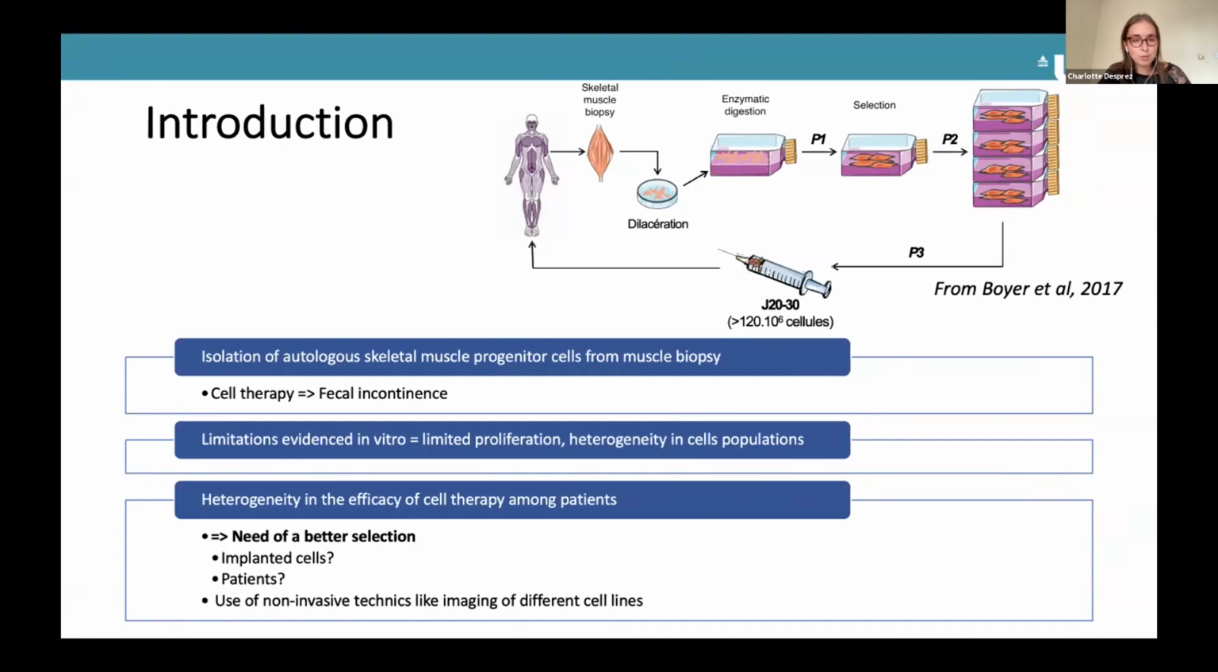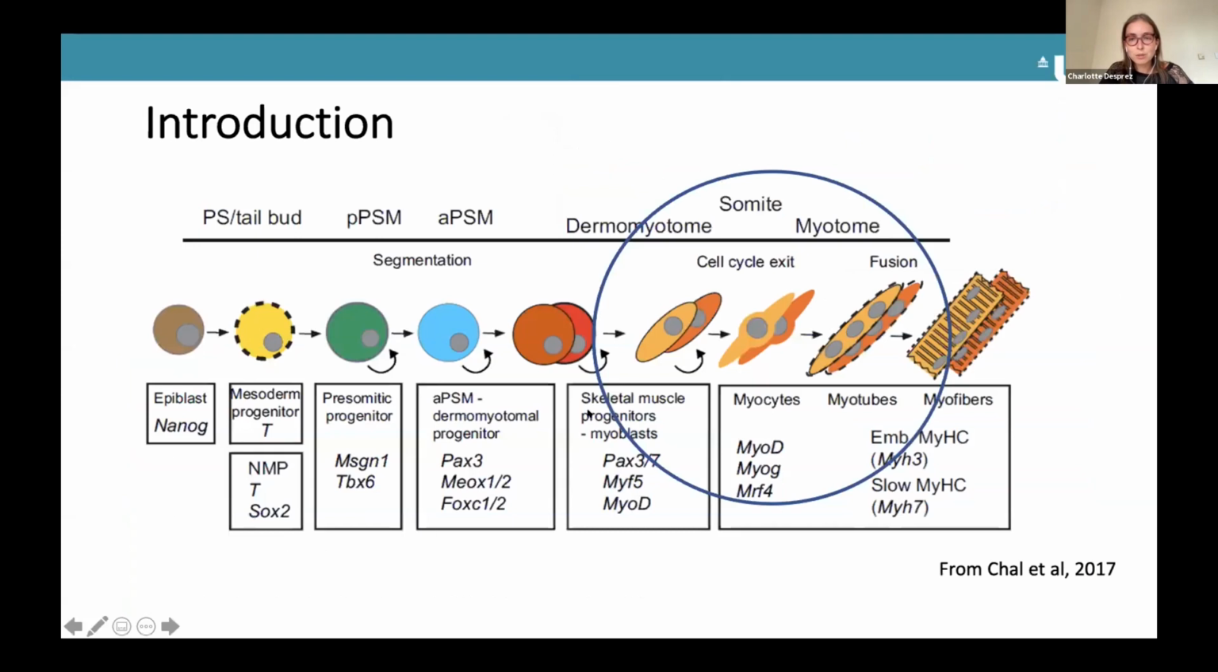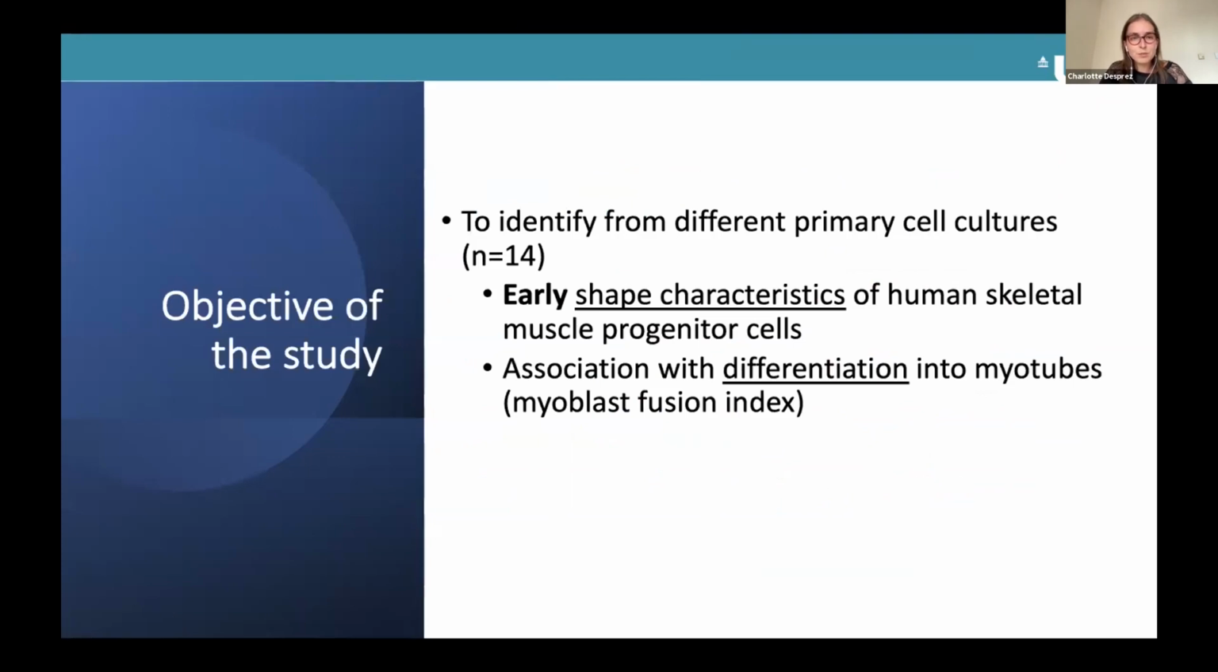For this, we focused on the use of non-invasive techniques like the imaging of different cell lines. In this work, we focused on the skeletal muscle progenitor cells that are called myoblasts, and that we differentiated into myocytes and myotubes. The objective of our study was to identify, from different primary cell cultures coming from 14 different donors from muscular biopsy, if there was an association between the early shape characteristics of these cells and their differentiation into myotubes.